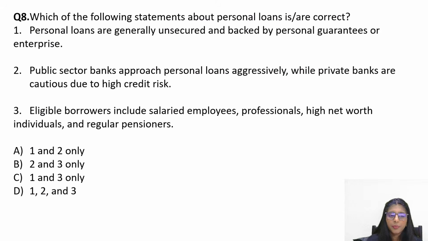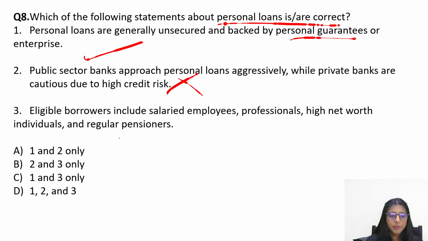Next question. Which of the following statements about personal loan are correct? Personal loans are generally unsecured and backed by the personal guarantee of the borrower. Yes. Public sector banks approach personal loans aggressively while private sector banks are cautious due to high credit risk. It's incorrect. Public sector banks treat them cautiously while private sector banks approach them aggressively. So it's vice versa basically.